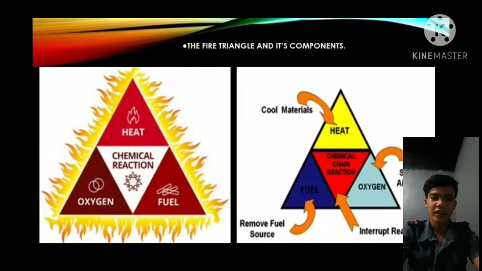The fire triangle, or combustion triangle, is the three components needed to ignite and sustain a fire. The three ingredients of the fire triangle are heat, fuel, and oxygen. If just one of these components is removed, the fire triangle will collapse and the fire will be extinguished.